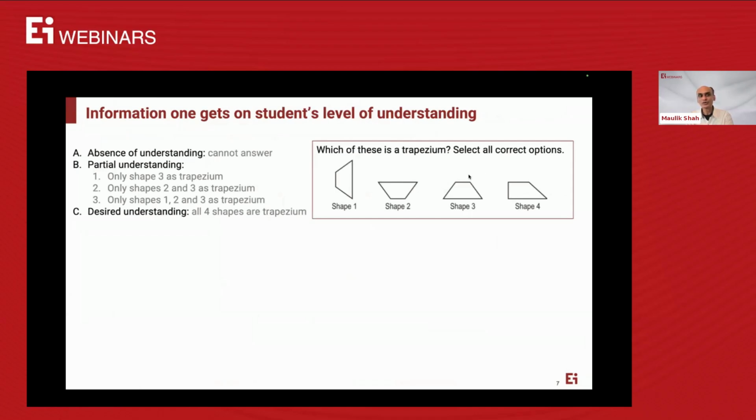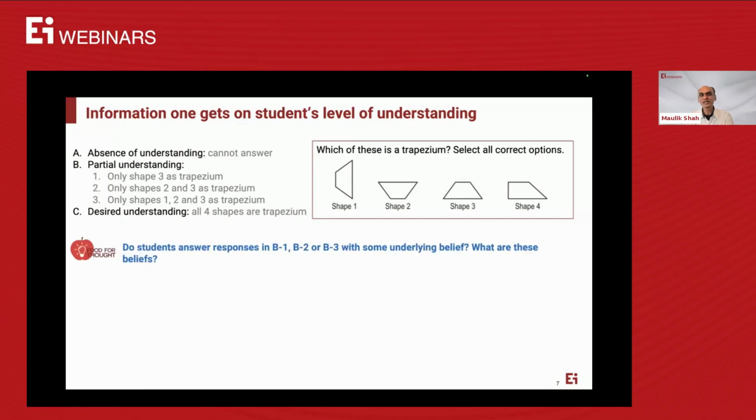In that scenario, some students will only identify shape 3 as trapezium. Some students will identify shape 2 and shape 3 as trapezium. And some will identify shapes 1, 2, and 3 as trapezium. So when they have partial understanding, they could be in any of these states of learning, levels of understanding. And one can see the gradation, how close it is to the desired understanding. B1 is slightly away from the desired understanding.